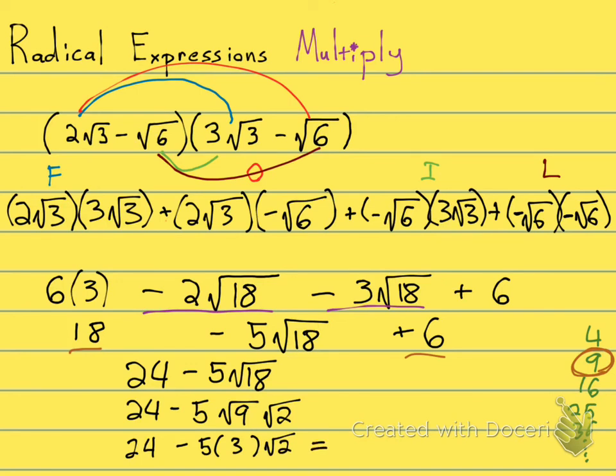And last thing to do is 5 times 3. 5 times 3 is 15. So I'm going to have 24 minus 15 square roots of 2. Those are not like terms. I cannot combine them. And then I am done.